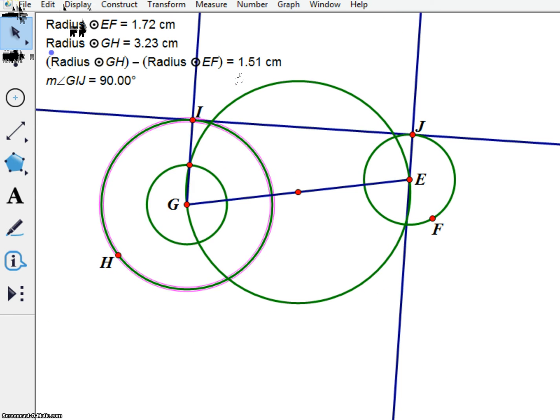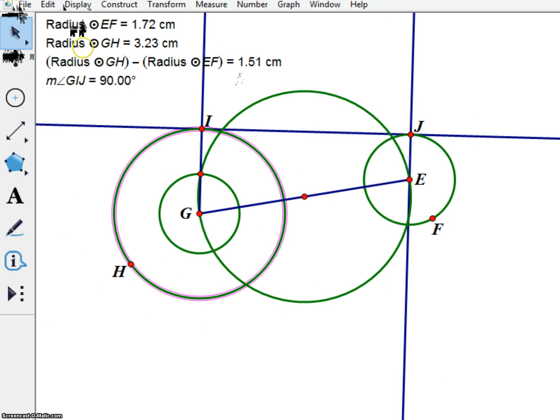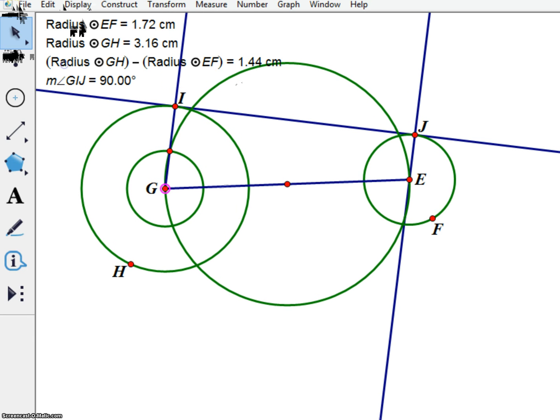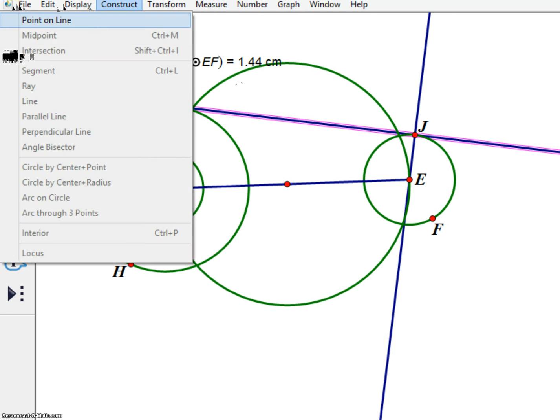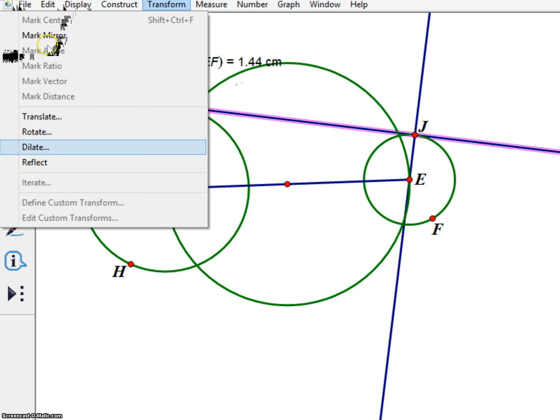Great, I move it around, it stays 90 degrees from here, here to here. And the reason why is because the distance between E and J is the same distance from this point and this point. So if I were to connect this point and this point, I would have a perfect rectangle. And I don't think I really need to prove that. But I'm going to go ahead and just take this line and just reflect it over my middle line there.